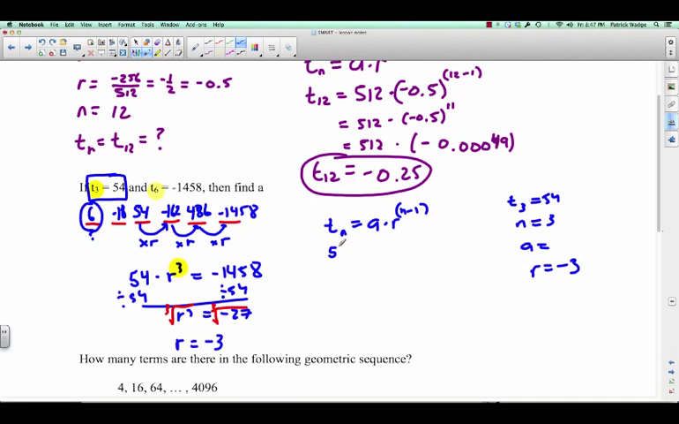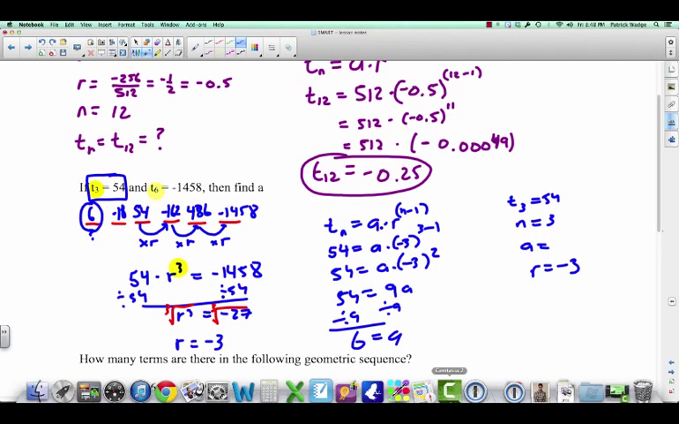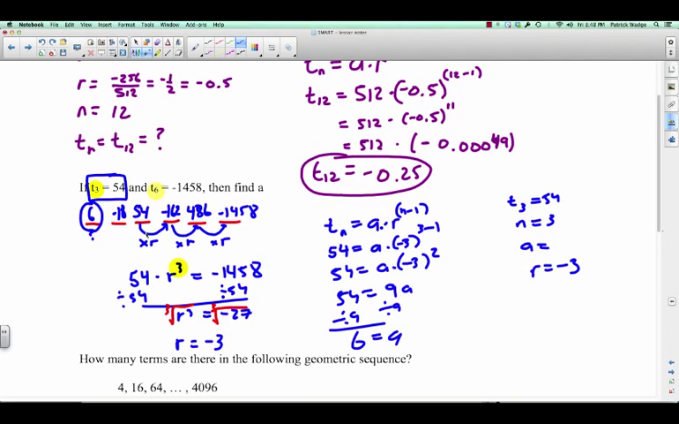T3 is 54, so that goes over here. a we don't know. r is negative 3. n minus 1, so it's 3 minus 1. So 54 equals a times... what the heck, I'll do the whole thing. 3 minus 1 is 2, so 54 equals negative 3 squared, which is positive 9a, right? Then divide by 9 and you get 6, which was exactly what we said here. So that works as well if it wasn't term 3 but was term 30 or 28 or something like that.